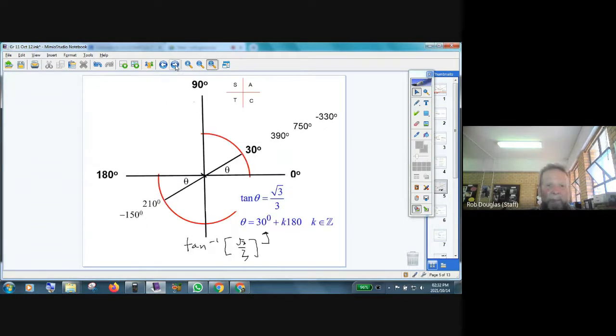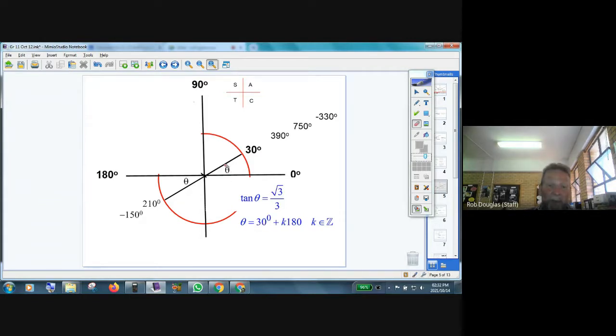But what happens if we have tangent? Well, let's take a look at this. If you have this question, tangent theta equals root 3 over 3, and you were asked to find the general solution, well, you could get one answer by going shift tan of root 3 over 3, and you ask your calculator, and your calculator tells you, hey, 30 degrees works for that fraction. Okay, you got one answer.